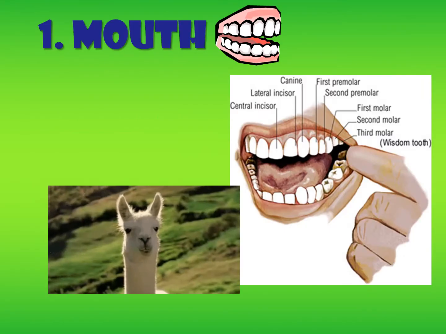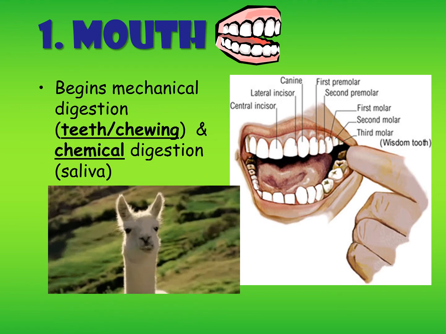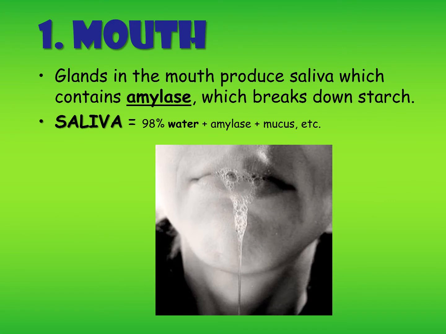All right, first on the list is the mouth. So your mouth's job is to begin both mechanical digestion, which is with your teeth and chewing and your tongue, and chemical digestion, which is your saliva. So glands in your mouth produce saliva, your salivary glands, and inside that saliva is this enzyme amylase, which breaks down starch. But most of your saliva is just water and a little bit of mucus to make the food slippery enough to swallow.